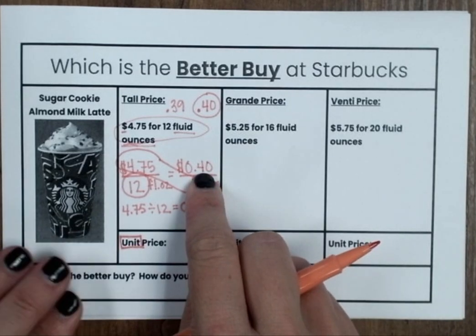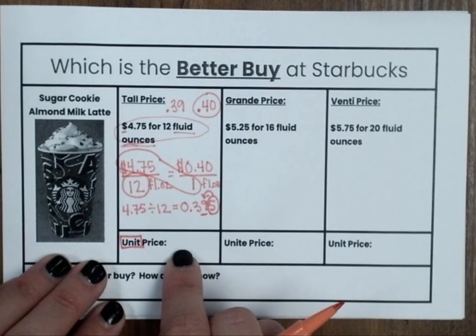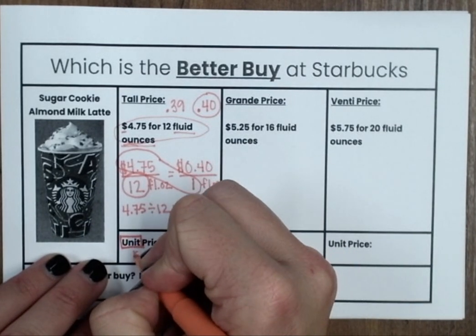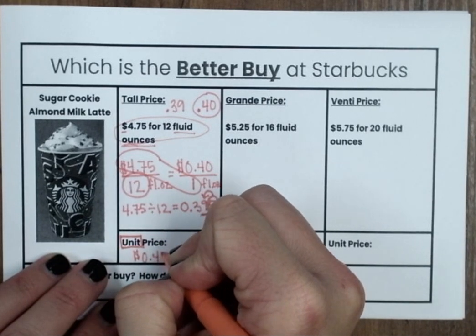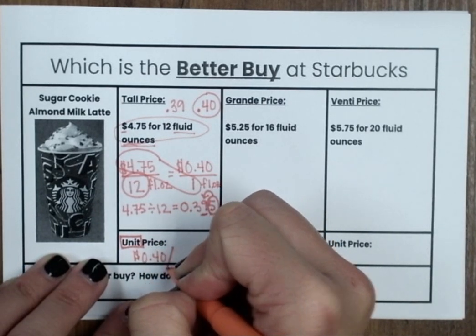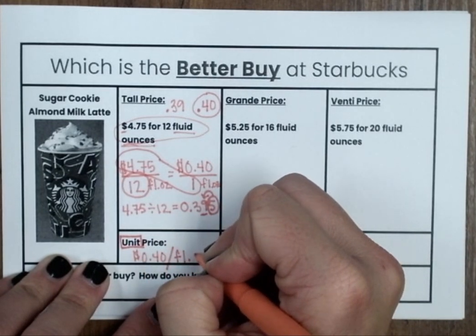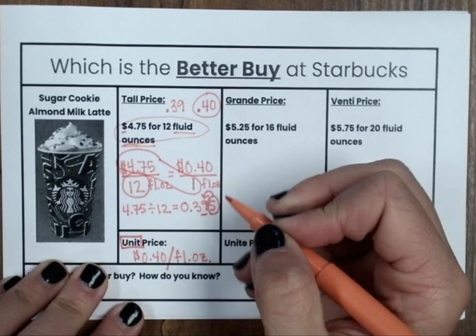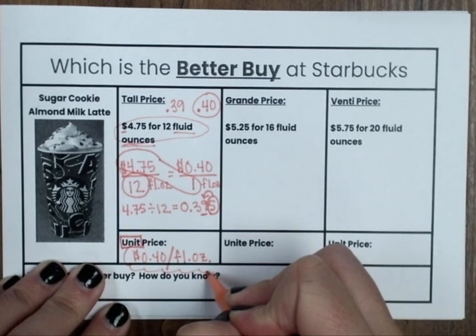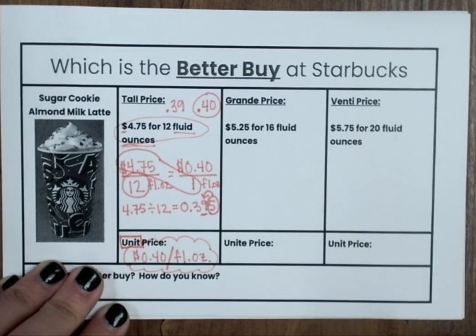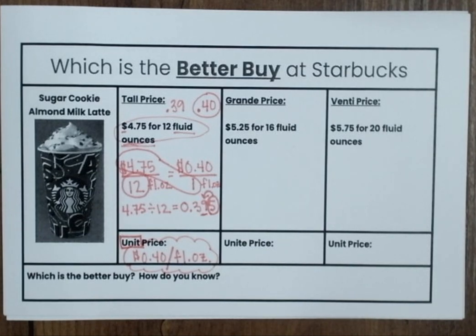So I put that in the top there, and then my answer down here, my unit price is going to be 40 cents. I'm using slash to mean per. 40 cents per fluid ounce. And bubble that in. Okay, so now we're going to try the next one with our table teams.